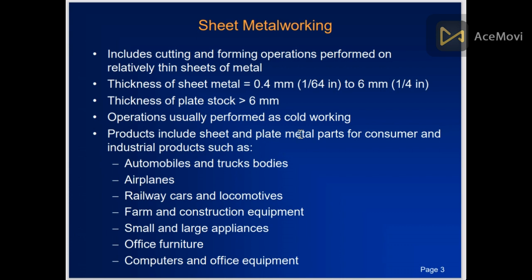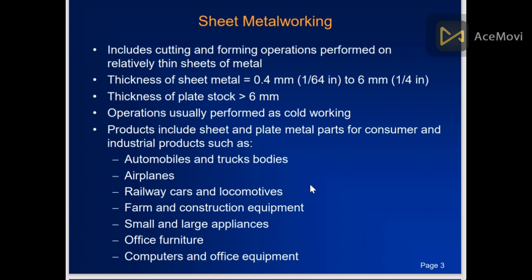Products include sheet and plate metal parts for consumer and industrial products such as automobiles, airplanes, railway cars and locomotives, farm and construction equipment, small and large appliances, office furniture, computers and office equipment.